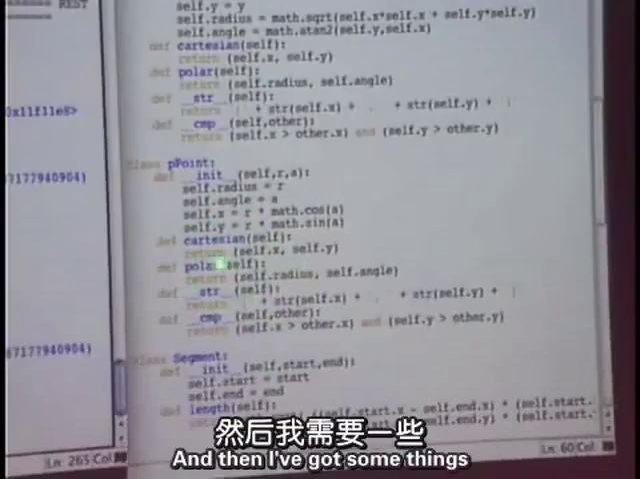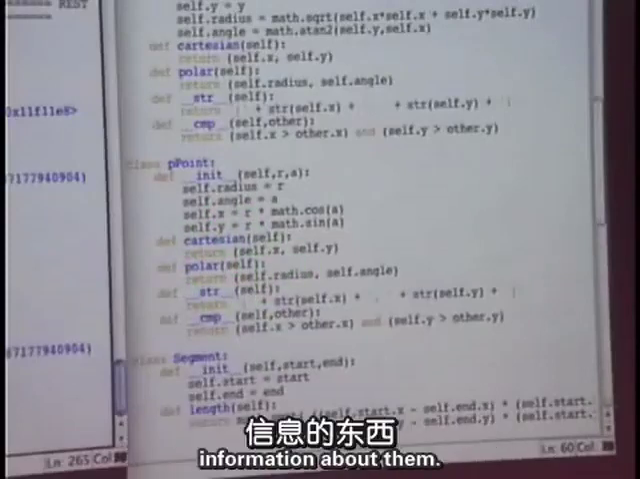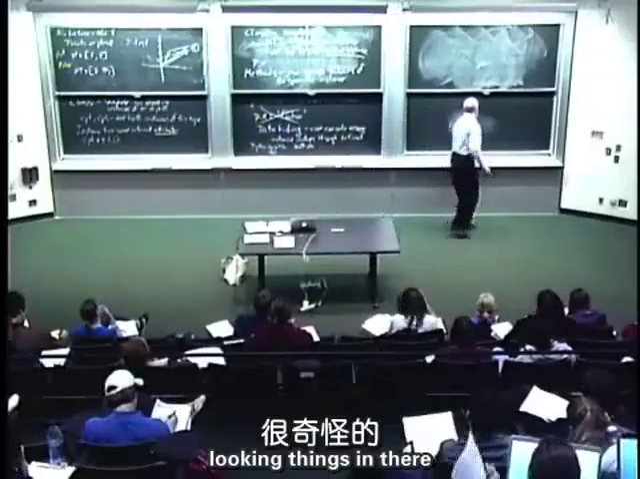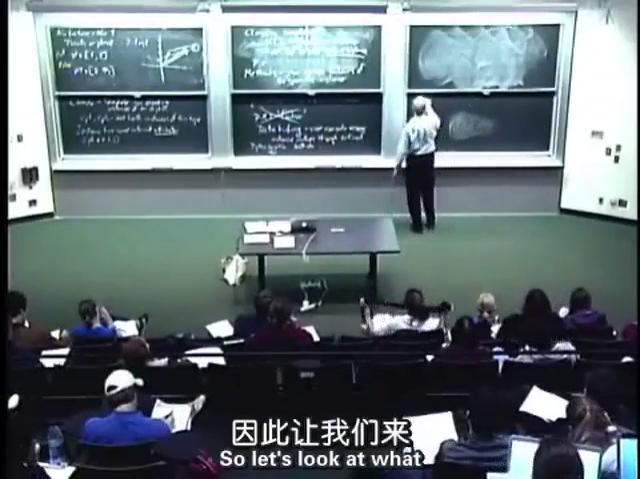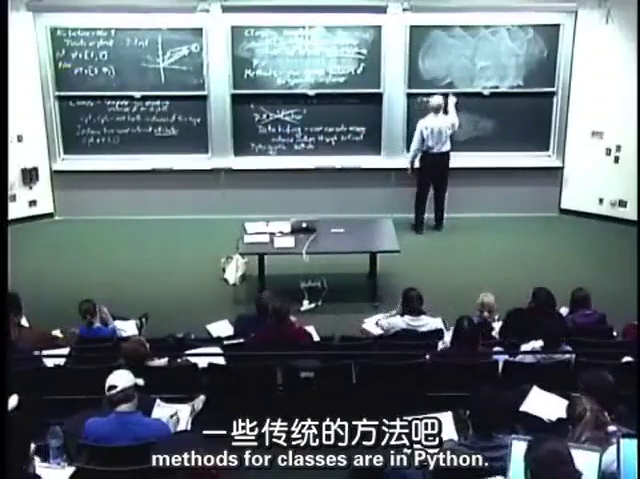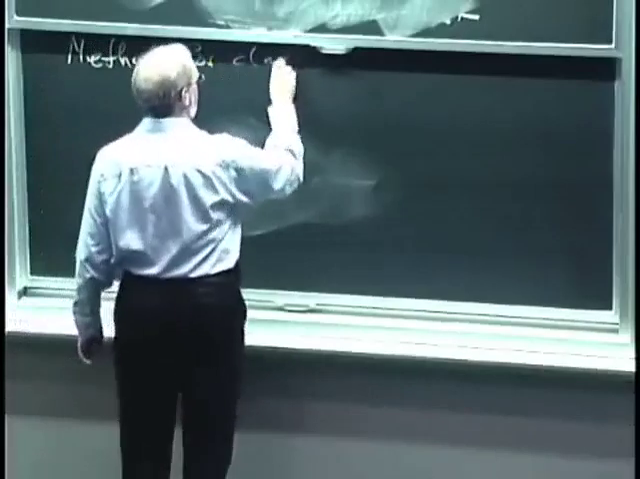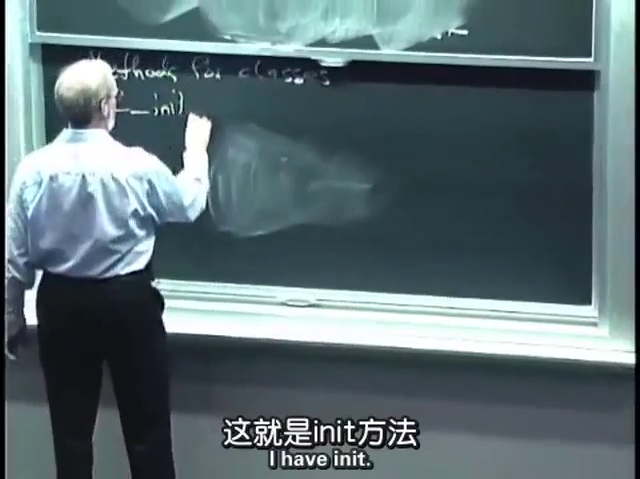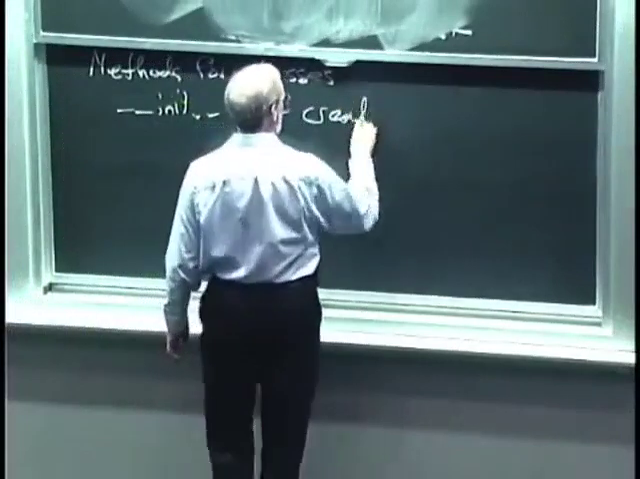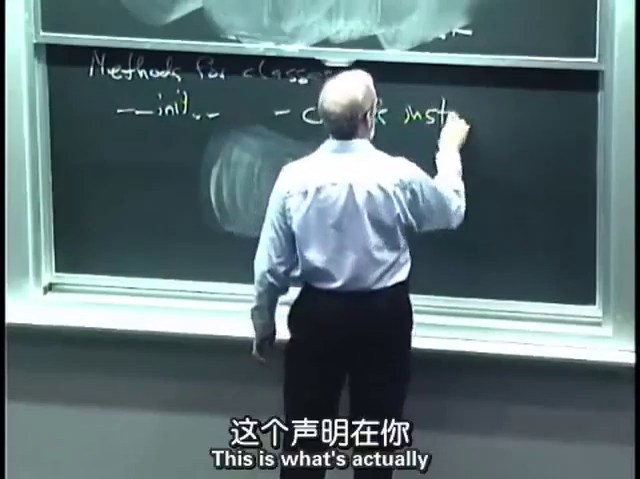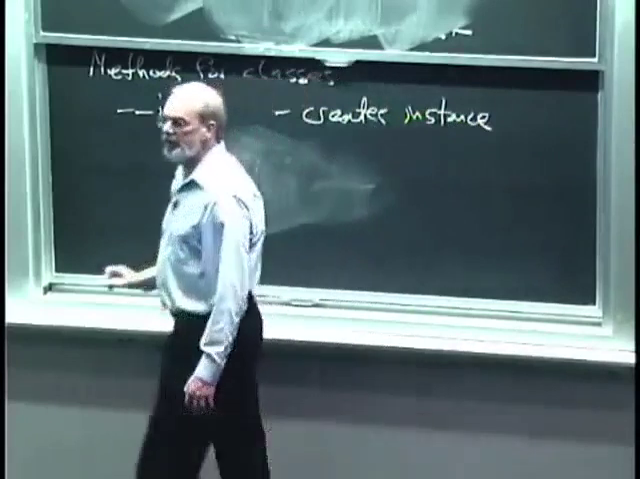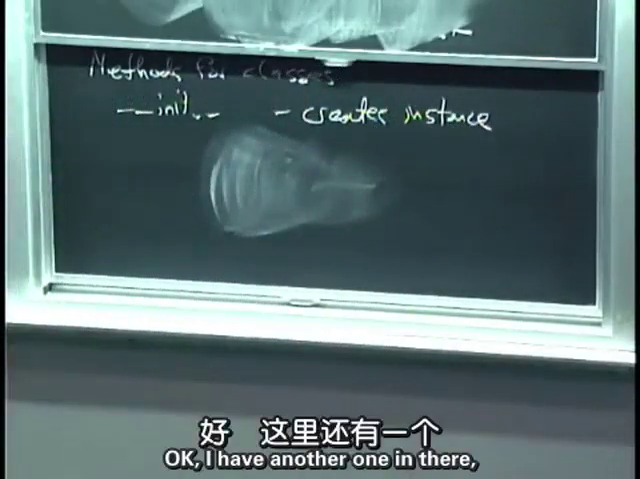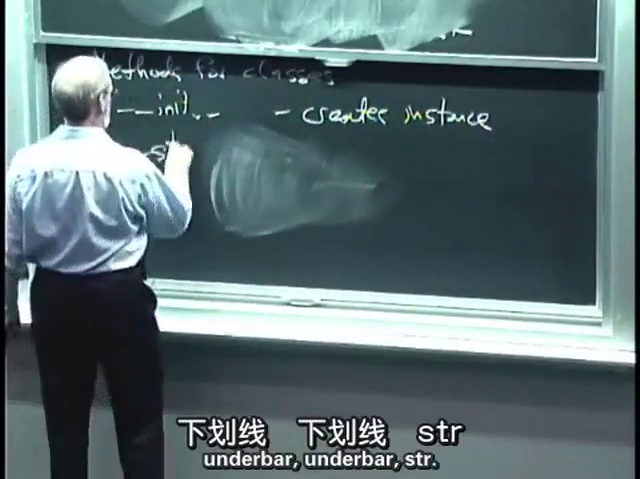And then I've got some things that give me back out information about them. But I got a couple of other of these strange looking things in there with underbars to them. So let's look at what some of the traditional methods for classes are in Python. I have init. This is what's actually going to create the instance, instantiate it, create up what the set of variable values are for it. Okay, I have another one in there, underbar, underbar, str.